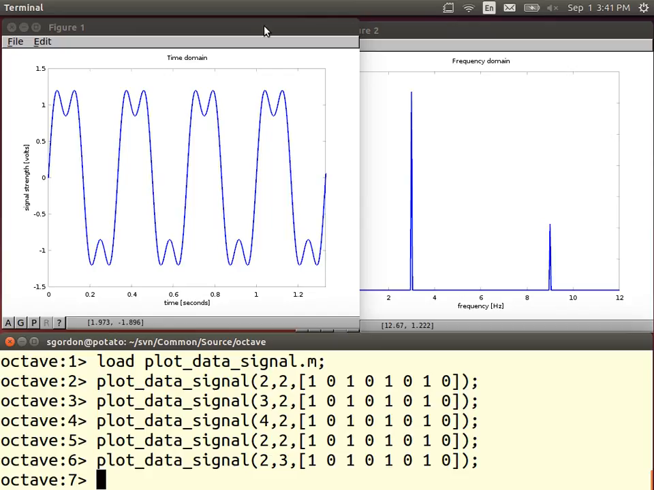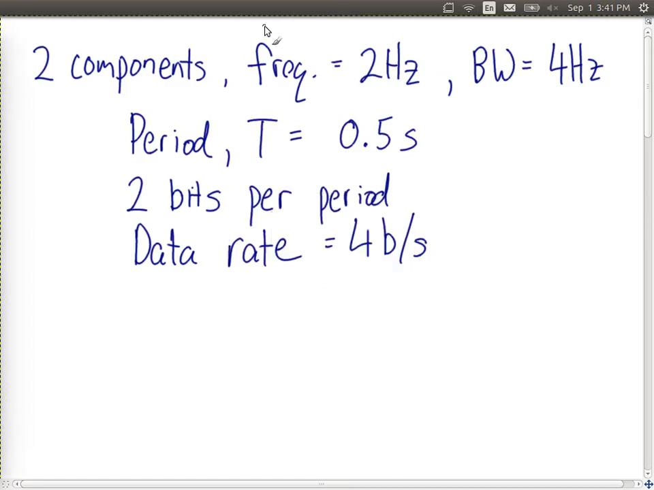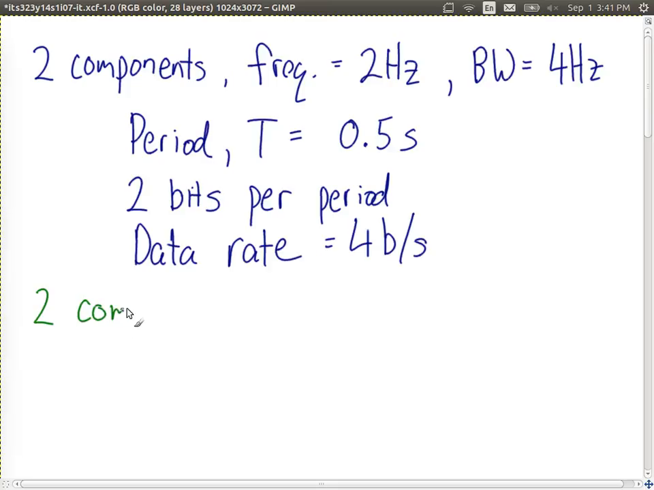So there'll be 6 bits per second. You can see it from the plot. From 0 through to 1, there are 6 bits, or 3 high values and 3 low values in terms of the signal. So 6 bits per second with this signal. We changed the frequency, 3 hertz. Bandwidth was 6 hertz.